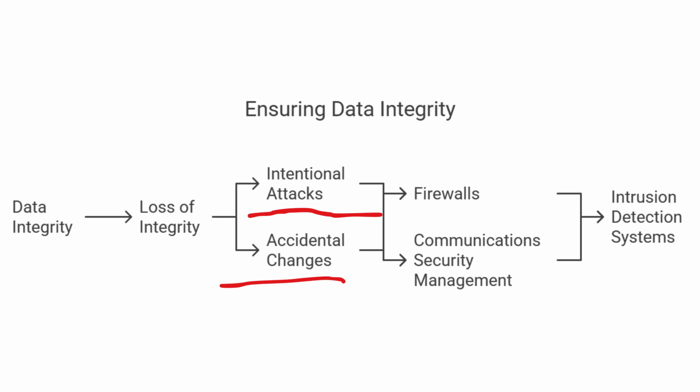And to protect integrity, we rely on several key technologies and practices such as firewalls. These help control incoming and outgoing network traffic to prevent unauthorized access. Communication security management involves managing encryption, digital signatures, and secure protocols to maintain data integrity. Intrusion detection systems monitor network traffic for suspicious activity and alert administrators if an attack is detected.